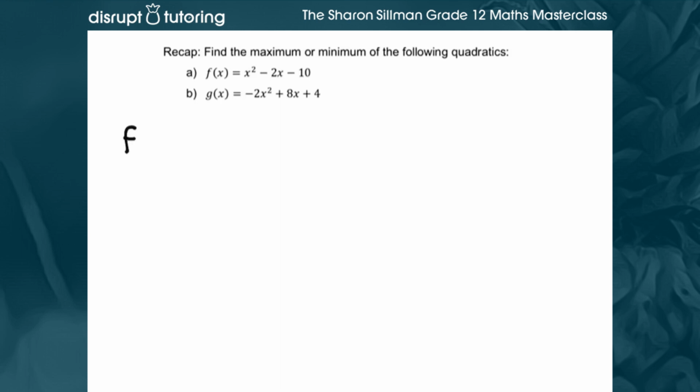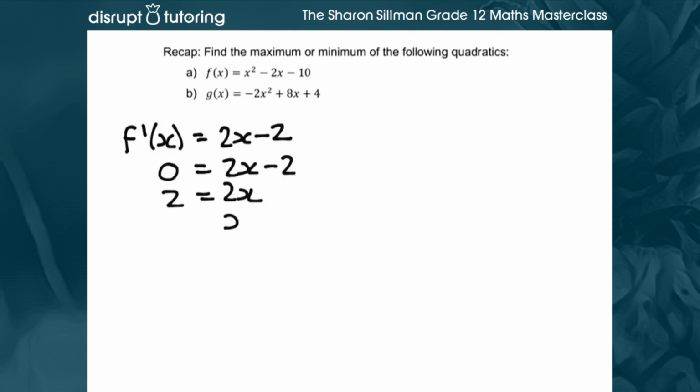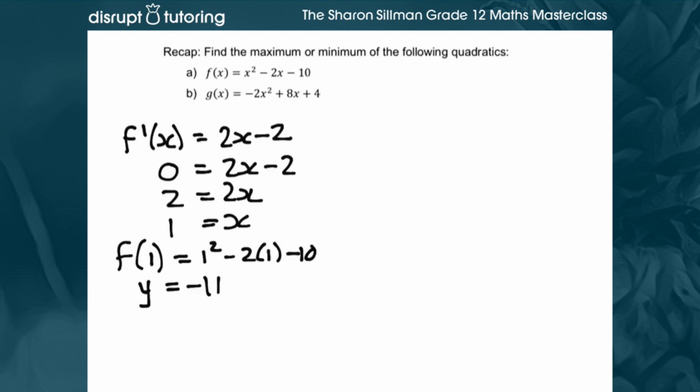So for the first one, we've got the function, so we're going to find the derivative of that function. We make it equal to 0, solve for x, sub that back into the function to find the corresponding y value, which would then be negative 11. So because that is a positive, our function is going that way, and therefore y equals negative 11 represents the minimum of this function.